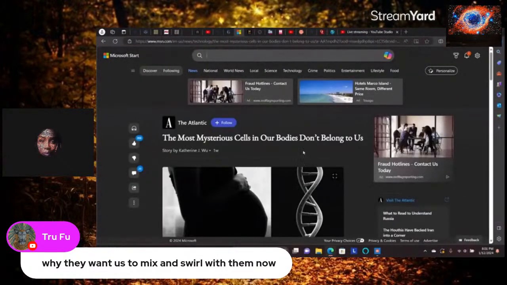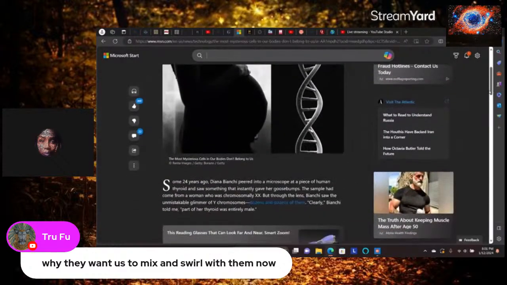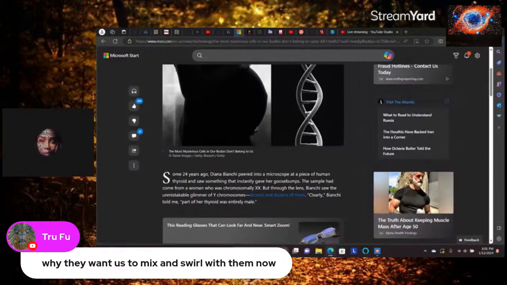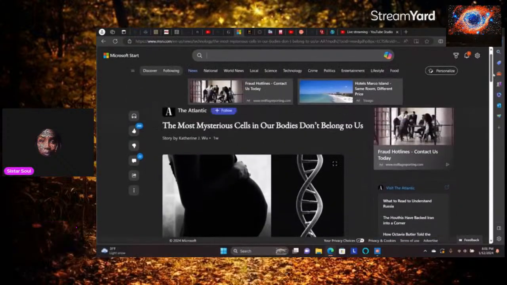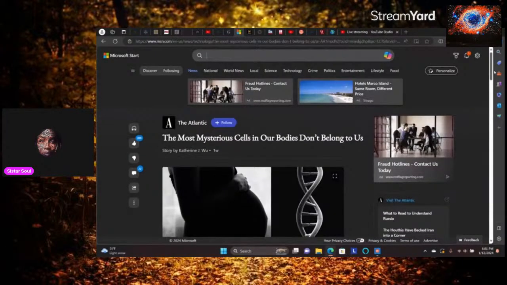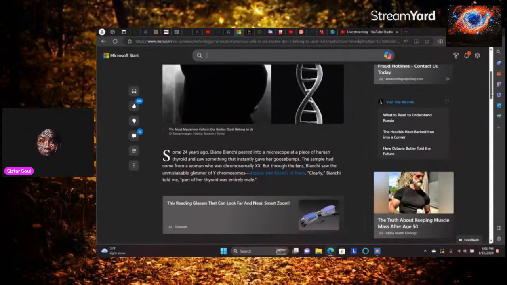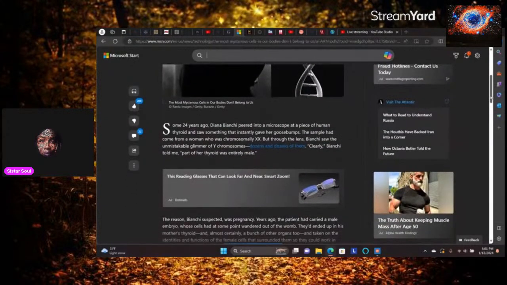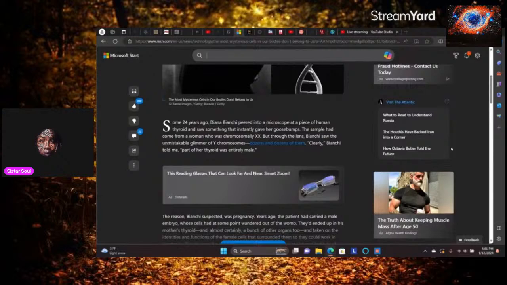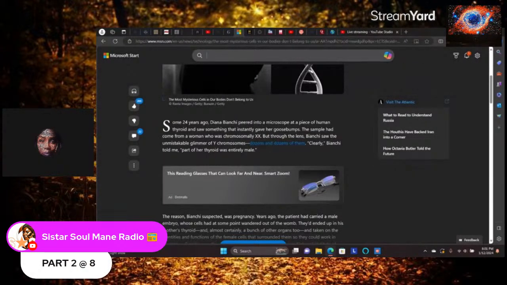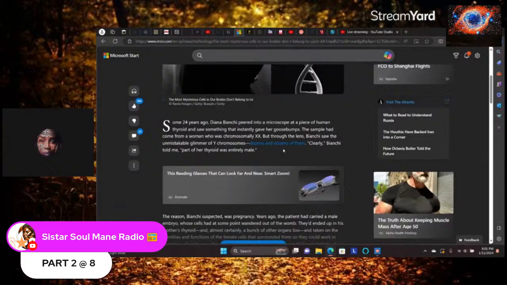The most mysterious cells in our bodies don't belong to us. Some 24 years ago, let's give you the article, a story by Catherine J. Wu, The Atlantic. Okay. Some 24 years ago, Diana Bianchi peered into a microscope at a piece of human thyroid and saw something that instantly gave her goosebumps. The sample had come from a woman who was chromosomally XX. But through the lens, Bianchi saw the unmistakable glimmer of Y chromosomes, dozens and dozens of them. Clearly, Bianchi told me, part of her thyroid was entirely male.